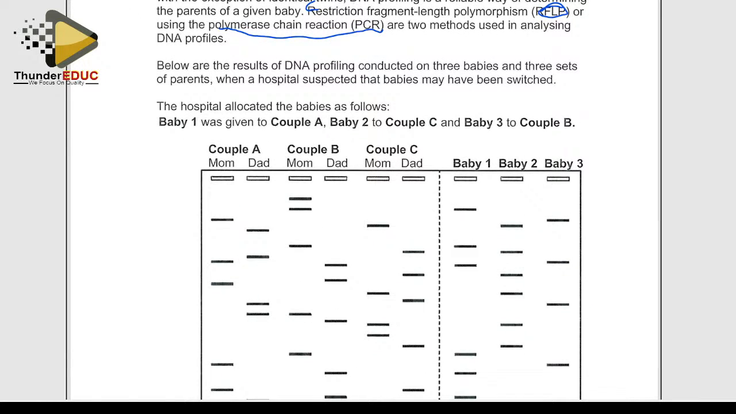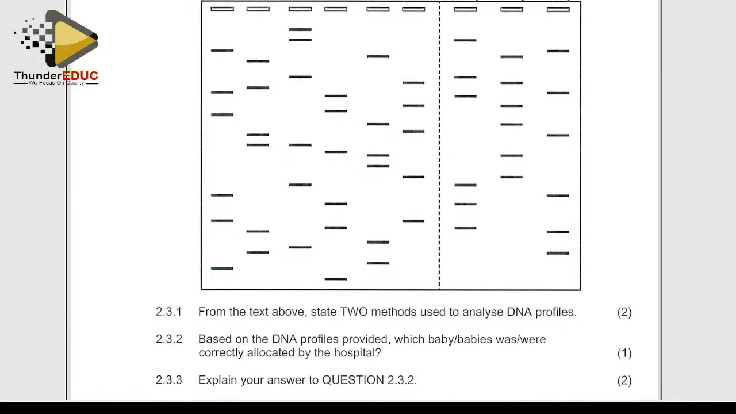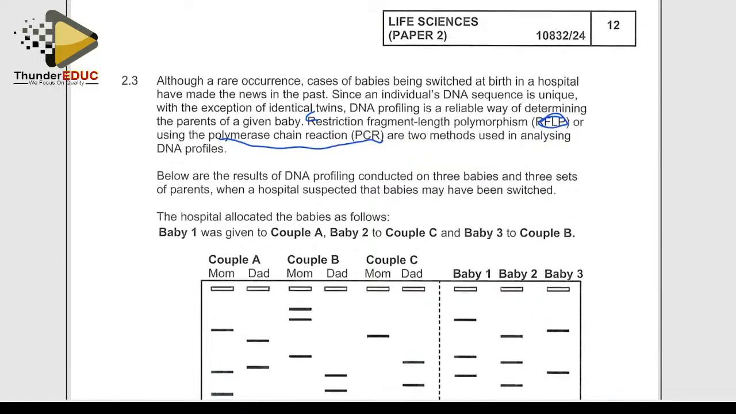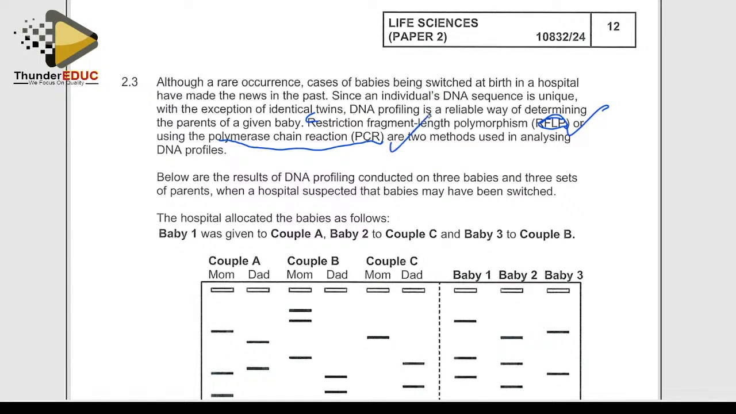Yes. Below are the results. Okay, the DNA. They are saying now question number 1 from the text: state 2 methods they used to analyze. So these are free marks. So they say they used this and then they used this.